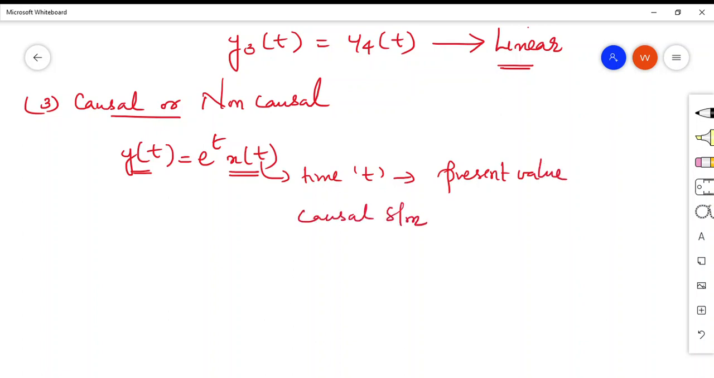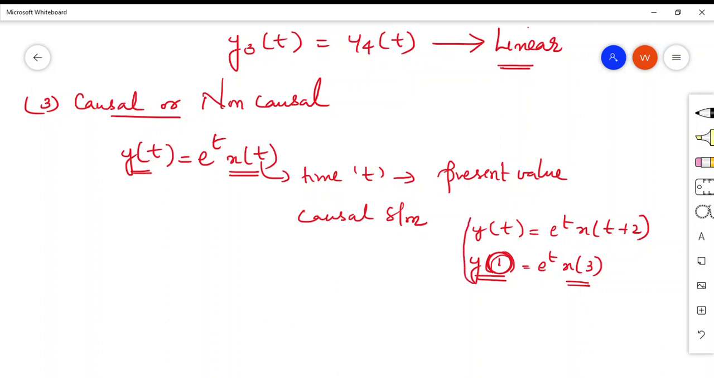Now if instead of x of t you had x of t minus m, then also it is a causal system. If instead of x of t you had x of t plus 2, then it is non-causal, because the output at any time is depending on future input. So y of t is equal to e raised to t x of t plus 2 means if you substitute t equal to 1, it will be equal to e raised to t x of 3. So the output at time instant 1 is depending on the input at time instant 3. So this is depending on future input.